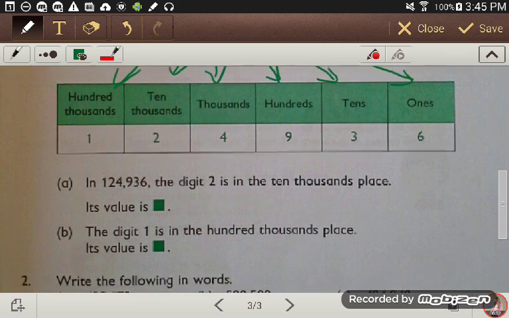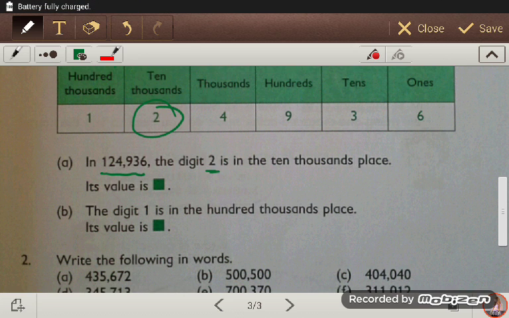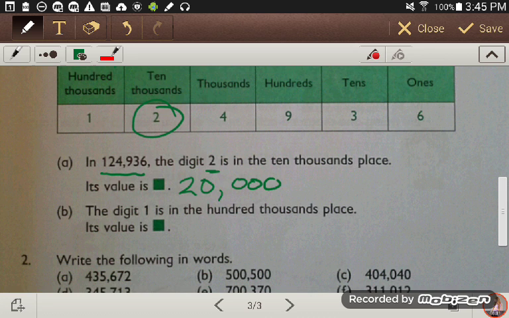Now, in 124,936, the digit 2 is in the 10,000s place. So its value is, and if you guessed 20,000, because there's 2 10,000s, then you would be right. And if not, that's okay. Now you know. Now what about the digit 1? It's in the 100,000s place. And its value is, well, there's only one of them, and it's in the 100,000s place, so it is, you guessed it, 100,000. Good job.